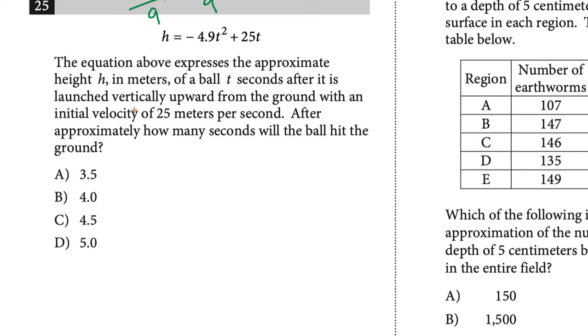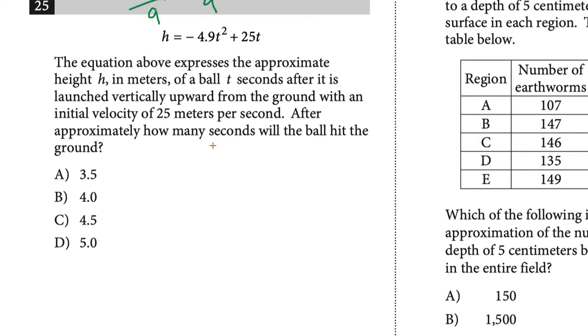All right, so its initial velocity is 25 meters per second. We have the height of the ball. That's a lot of rain. All right, so if the ball is hitting the ground, what is the height? What is the height when the ball hits the ground?